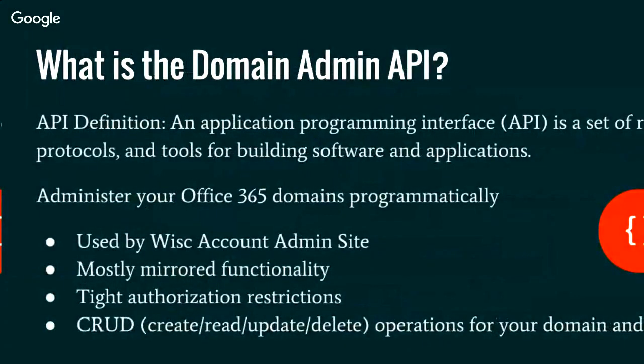So to extend on the WISC account administration site, which is just a GUI that has its faults but has worked well in the past, we recently started offering the domain admin API, which is what we're here talking about today. And so I'll give a general definition of an API, which I think is pulled off of Wikipedia or something. It's an application program interface. It's a set of routines, protocols, and tools for building software applications. And so we allow you to use this to administer your Office 365 domains and users programmatically rather than going in through the GUI that we've built.